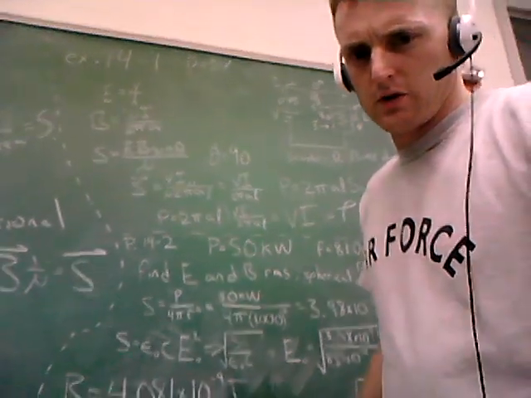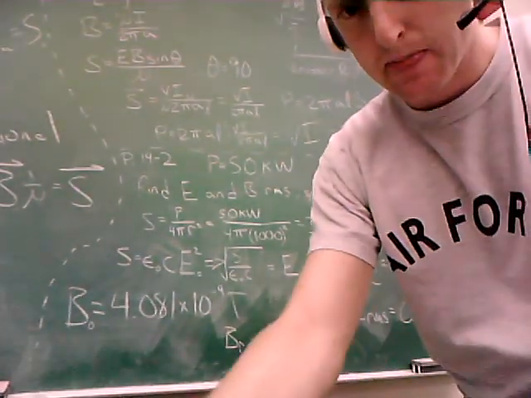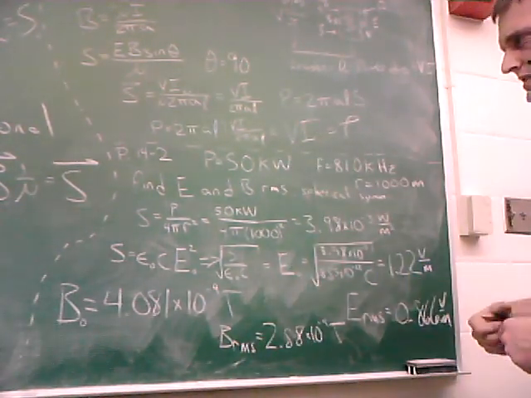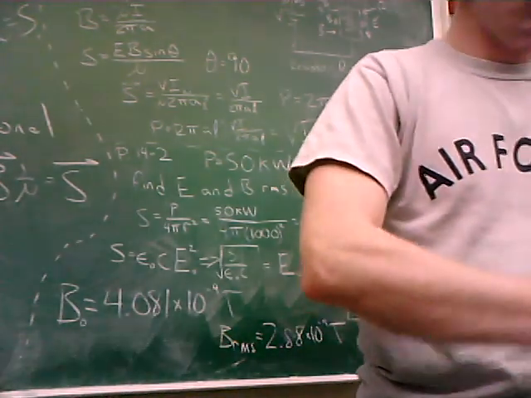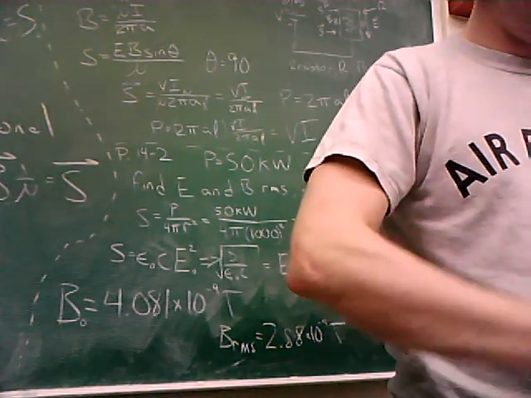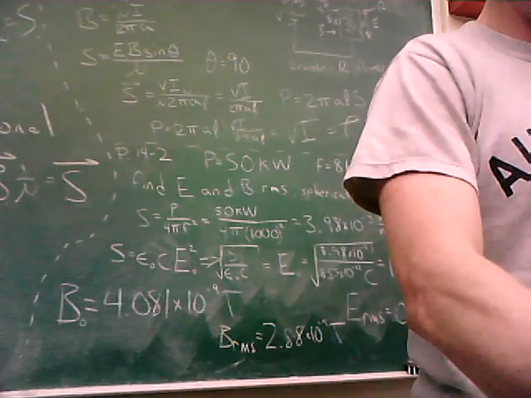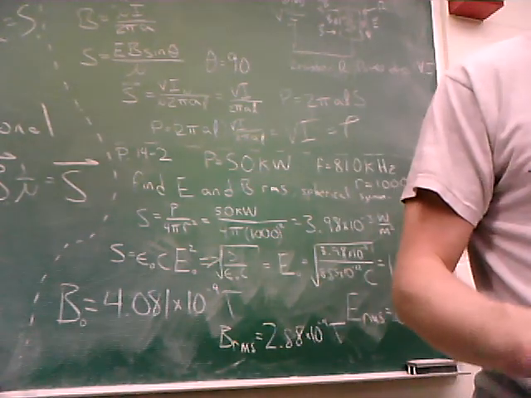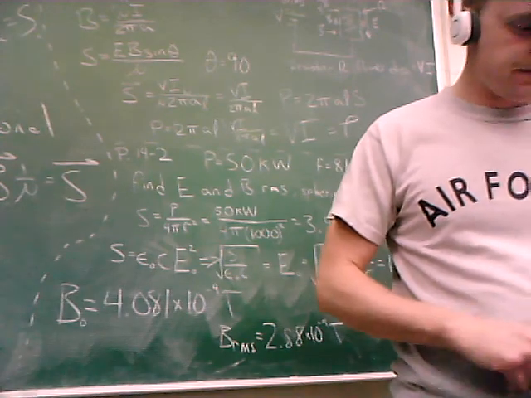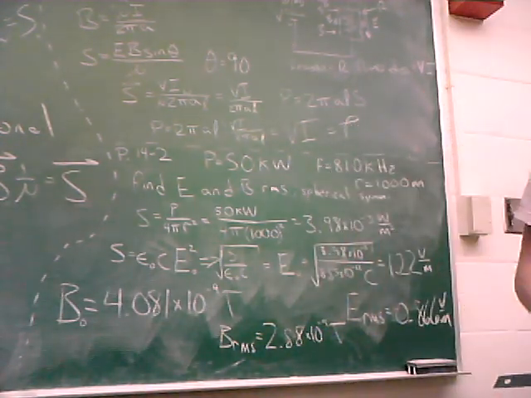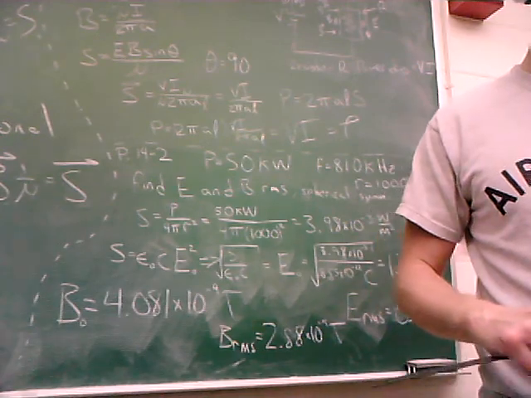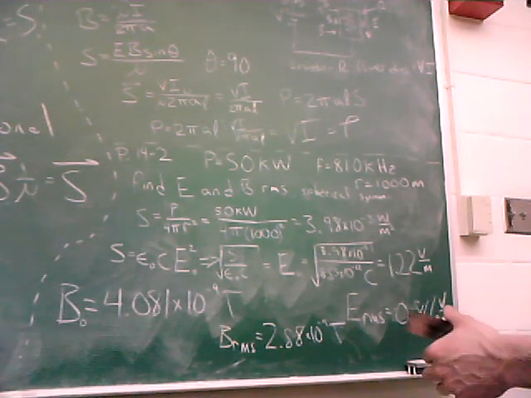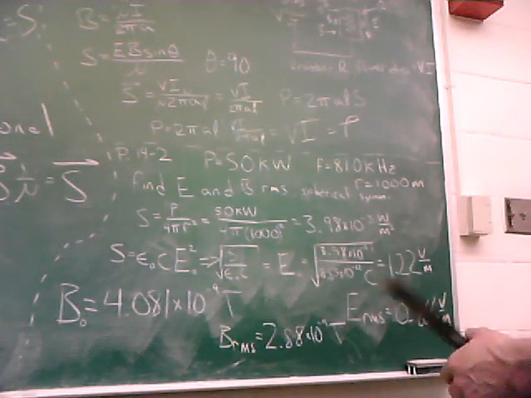Now, time to work one problem. If you wouldn't mind, please check me on this one. This is 14-2. 14-2 says we have a radio station broadcasting power at 50 kilowatts, effective at 810 kilohertz. Find the root mean square of the E field and B field at a distance of 1 kilometer. So I put that up here: 50 kilowatts, 810 kilohertz at a distance of 1,000 meters.